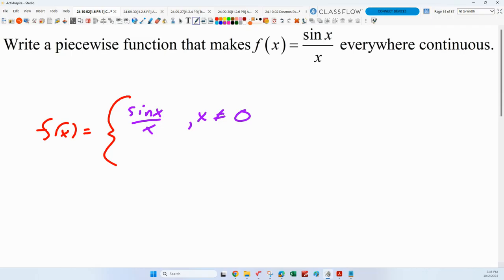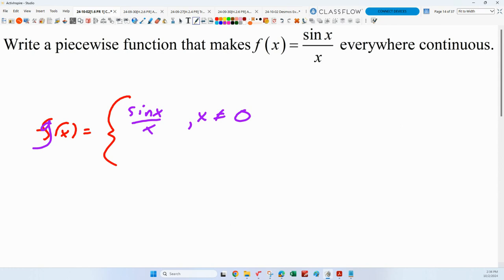But what's the problem we started with? This function that we originally started with, I should call this g of x, not f of x, because we've changed it. This is f of x. I can graph it every place except x cannot equal 0, because I have a 0 on the bottom. So my piecewise function is going to be sine x over x everywhere except 0.